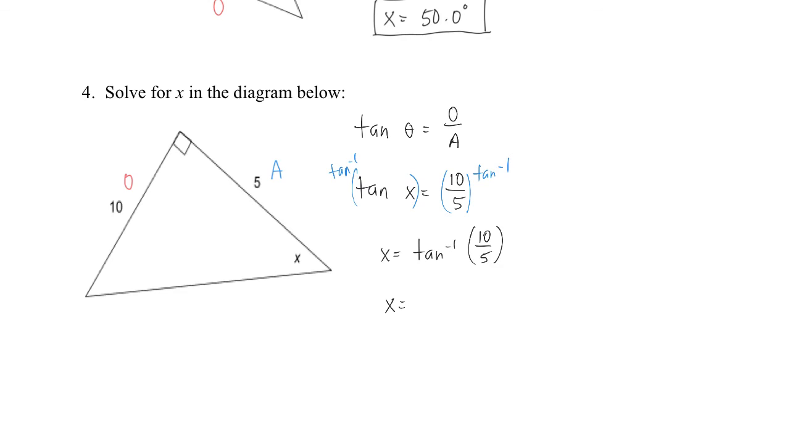Go to the calculator. Inverse tangent of 10 over 5 is going to be 63.4349. Let's round to the nearest tenth. x equals 63.4 degrees. So now you know a quicker way to use the trig ratios to solve for missing sides, and you know how to solve for the missing angles using inverse trig functions.